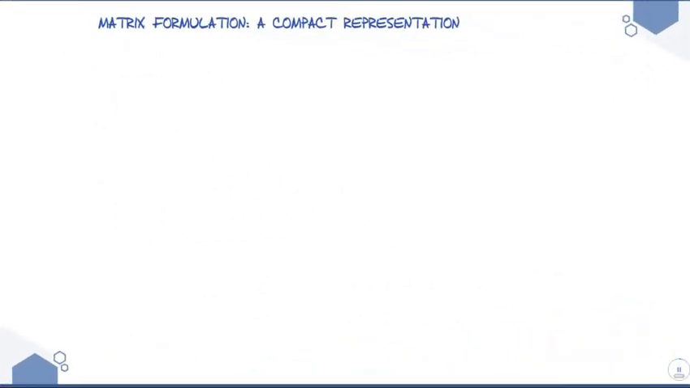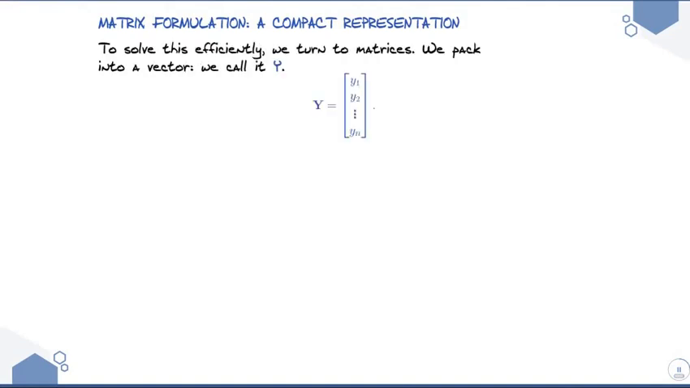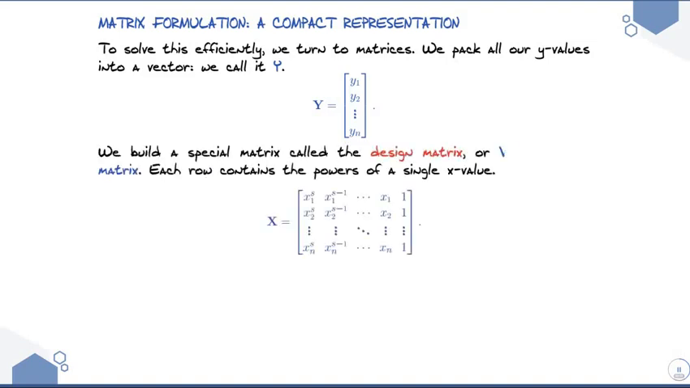To solve this problem efficiently, we turn to matrices. We pack all our y values into a vector. We build a special matrix called the design matrix. Each row contains the powers of a single x value. And finally, we collect our unknown coefficients into vector C.